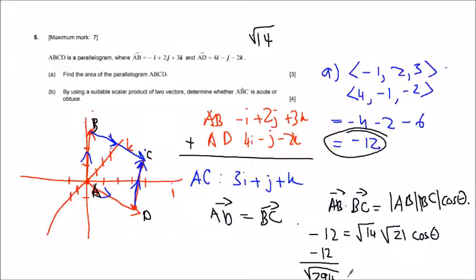That's a really big number. That's like 17 or something. So by that, you can now determine that the angle ABC is obtuse. That's obtuse.